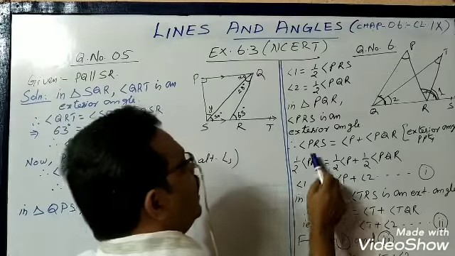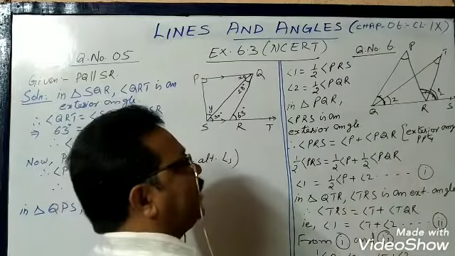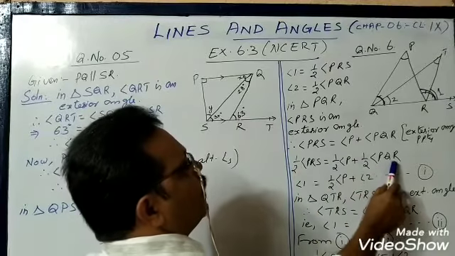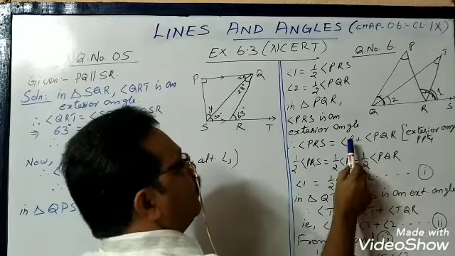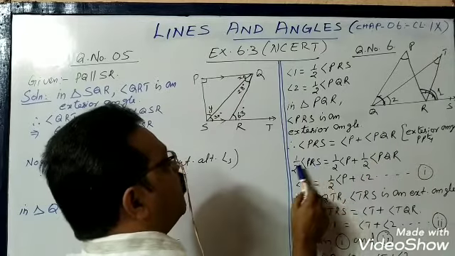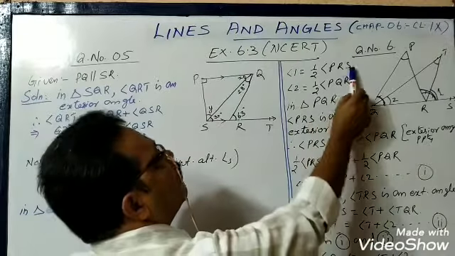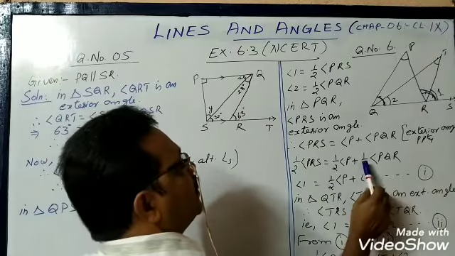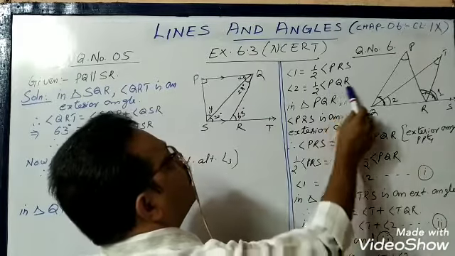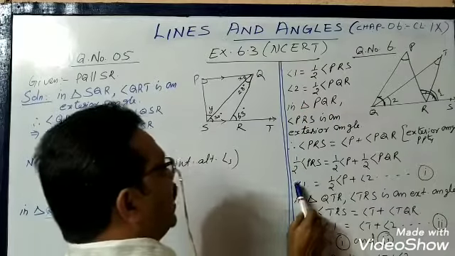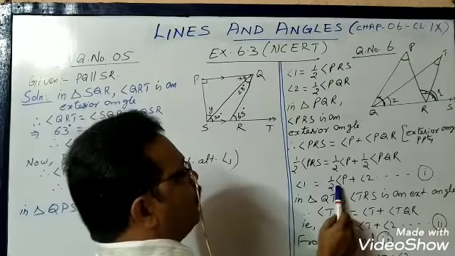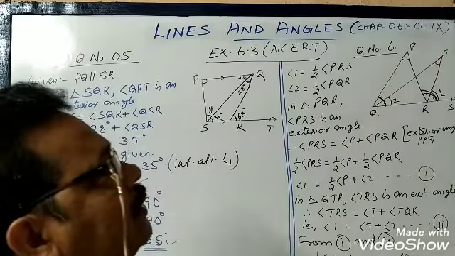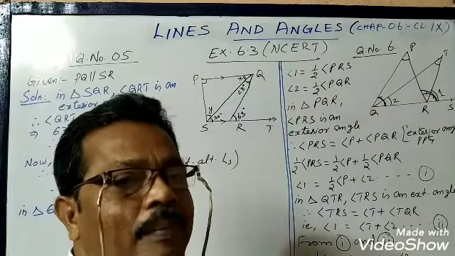Exterior angle property. So we take half of LHS and RHS. Half of angle PRS is equal to half of angle P plus half of angle PQR. Half of angle PRS is angle 1, and half of angle PQR is angle 2. So we can write angle 1 is equal to half of angle P plus angle 2. Keep it as relation number 1. To prove this question, we are using only the exterior angle property.